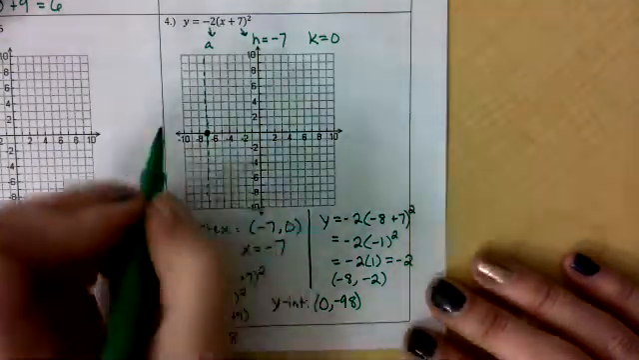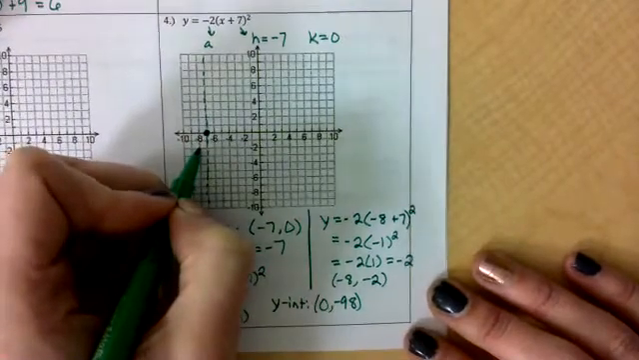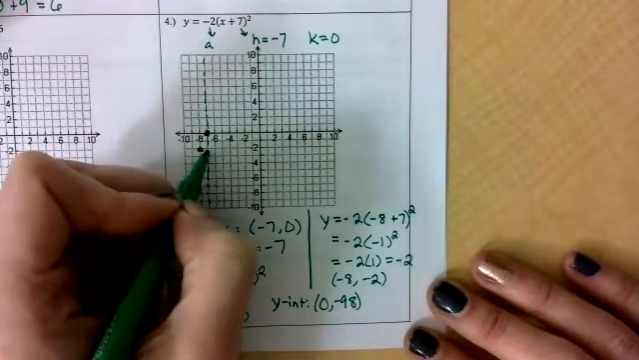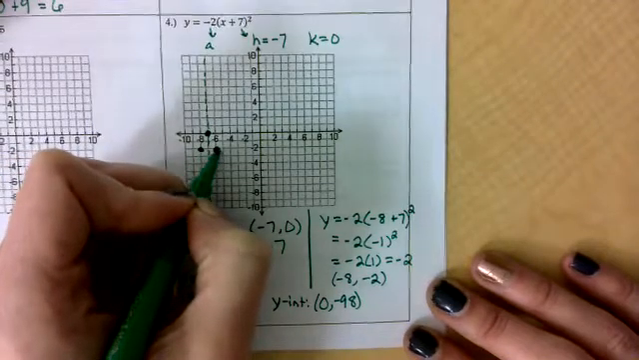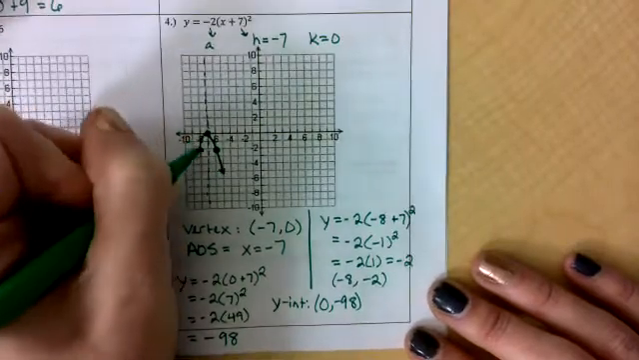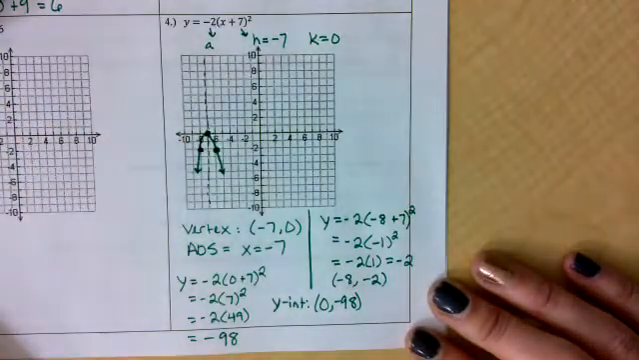Okay, so let's plot that. -8, -2 is right here. Because this point is 1 unit away from the line of reflection, I'm going to be 1 unit away on the other side. And then I can graph. Connect the dots. Okay. All right.